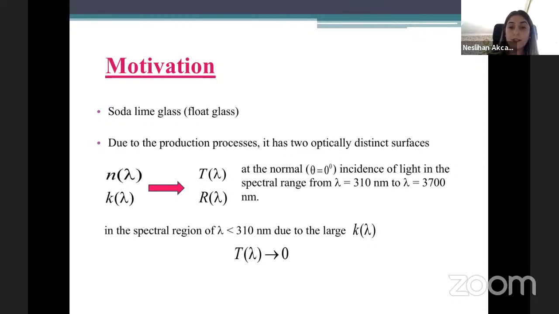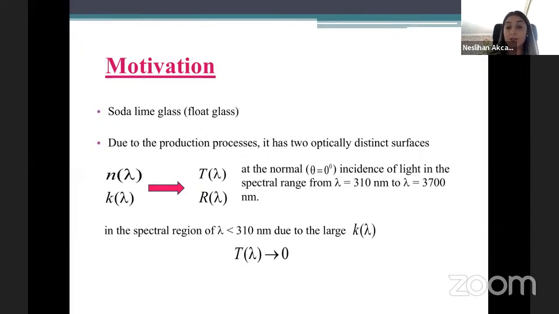That's why this kind of glass has two optically distinct surfaces. One side is the air side and the other side is the tin side. It has two optically distinct surfaces.